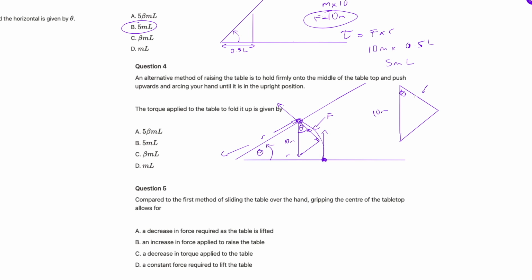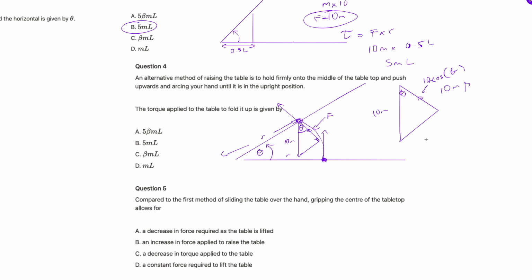This here would be the adjacent, making this the cosine, right? And so it would be 10m times cosine of theta. And we're told in the question that cosine of theta is beta. So that is 10m beta. That is the force that you're actually applying at any given point as it twists, because theta is a variable.